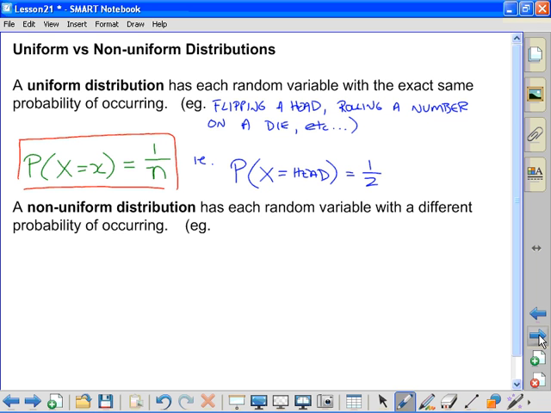Non-uniform distribution is when the probability changes from experiment or outcome to outcome. So for example, we could be looking at the sum of 2 dice. We know that there's not an equal number of outcomes for that. 2 boys on the committee.